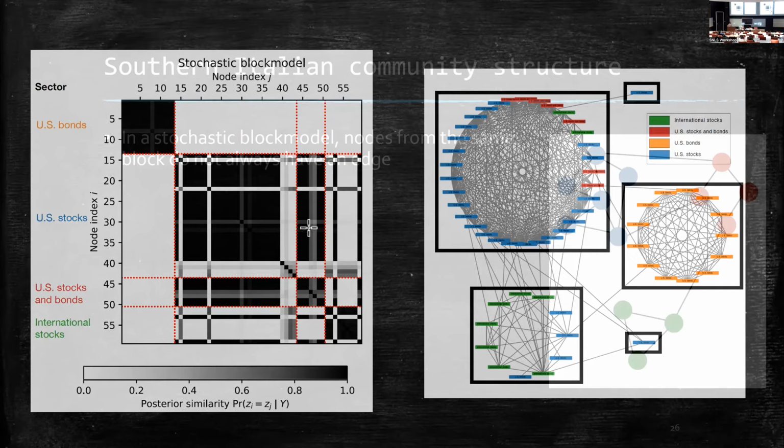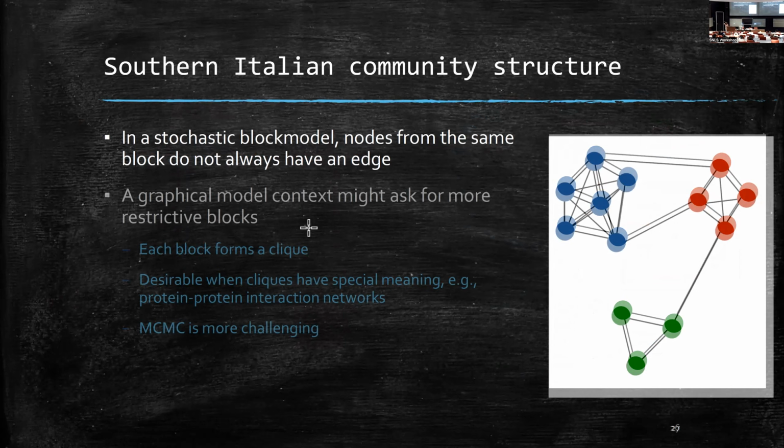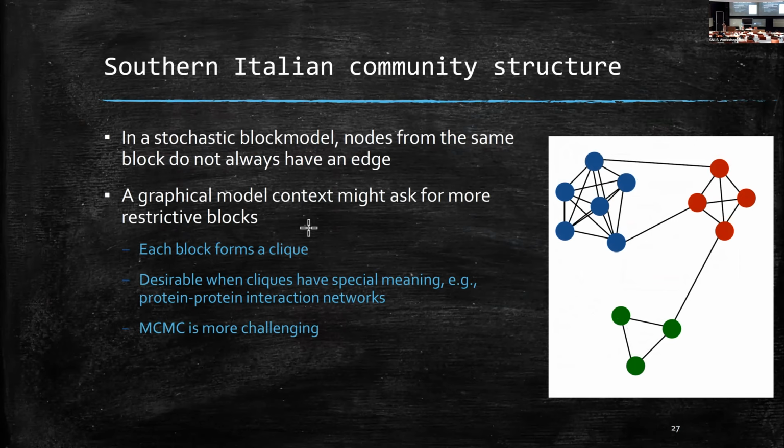So the other structure you can impose is what we call Southern Italian community structure, because in the previous construction, if you belong to the same block, you do not necessarily need to have an edge. You might belong to the same community but not have an edge. Here in the Southern Italian community structure, which we call this because, for people who don't know, if you go to a Southern Italian village, everybody knows each other and they know everything about you. And yes, that's where I got the name from.